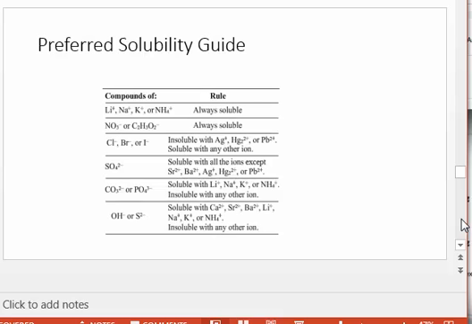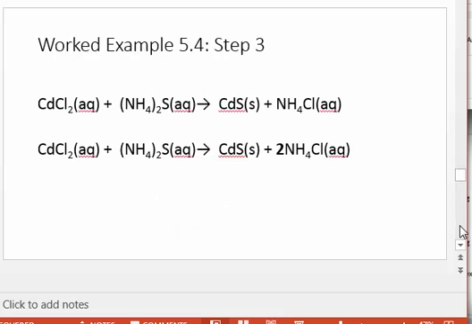Looking at the solubility guide, we see that any compound with ammonium is soluble, or AQ. Although cadmium(II) is not listed, sulfide is. Sulfide is generally insoluble. The listed exceptions are calcium, strontium, barium, and of course the alkali metals and ammonium. Since cadmium(II) is not an exception, cadmium(II) sulfide is insoluble, or S.